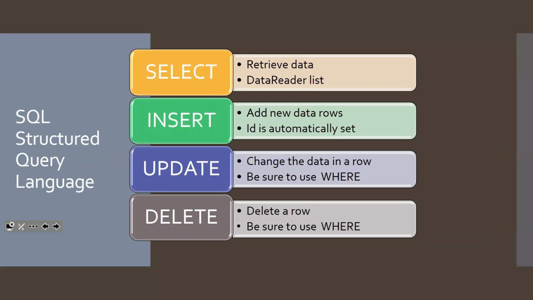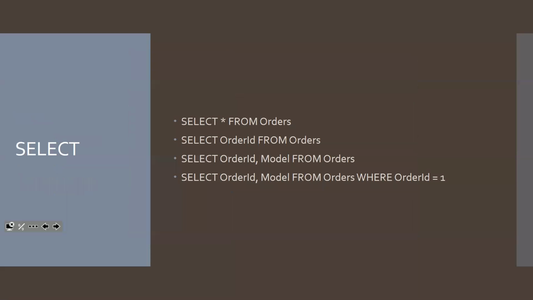We have the insert statement that we can use to add new rows to our table. And in our tables, our ID will automatically be set when we insert a new row. We have the update statement that lets us change data in a row. And we have to be sure we use what's called a where clause to identify which row to update. And then the delete statement is the same way. To delete a row, we're going to specify the where clause to identify which row to delete.